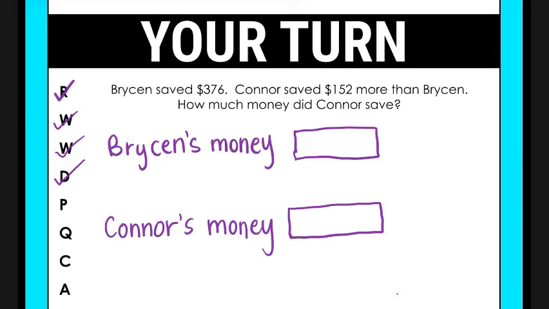Remember, the P stands for plug in information. So let's start by reading our problem sentence by sentence. The first sentence says Bryson saved $376. So my 376, is that going to go in Bryson's unit bar or Connor's unit bar? It'll go in Bryson's. So go ahead and write the 376 in Bryson's unit bar.